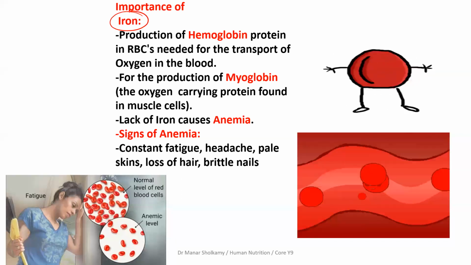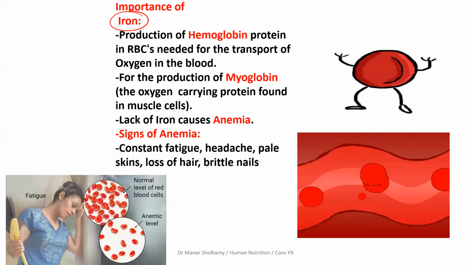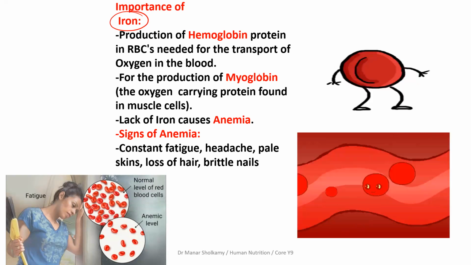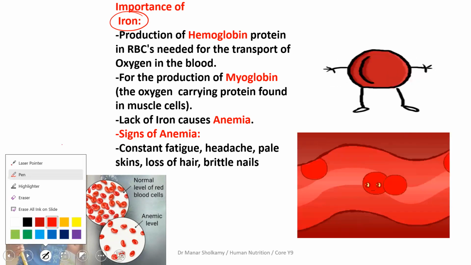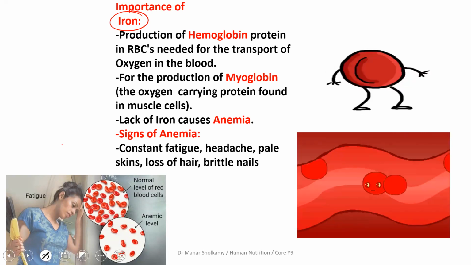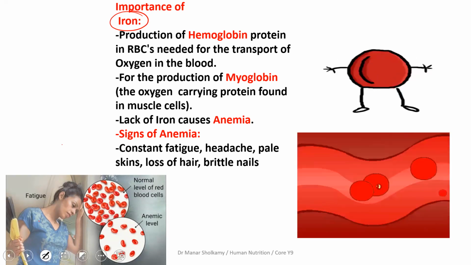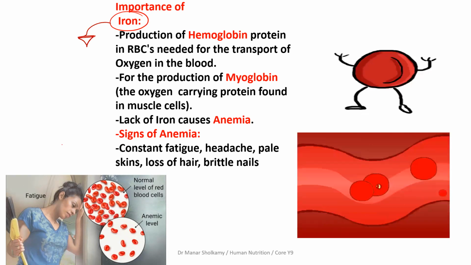Now, iron is important for the making of what in the red blood cell? For which protein? I want some girls here to participate. Hemoglobin. Hemoglobin, very good. And by the way, before you ask me what is myoglobin, myoglobin is hemoglobin, but in the muscle cells. It's just a specialized protein in the muscle cells. It has the same function. They carry oxygen.